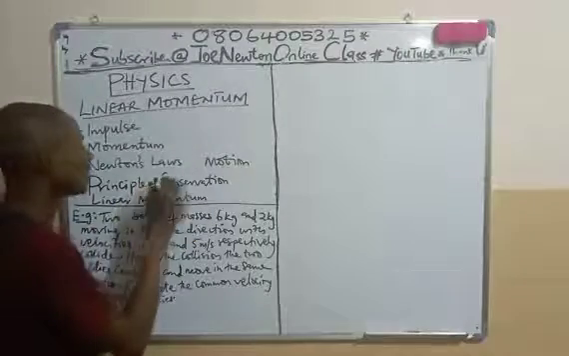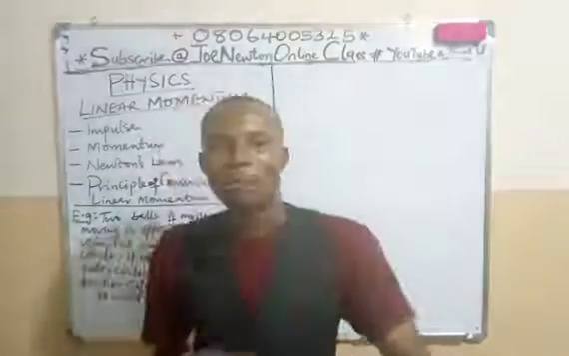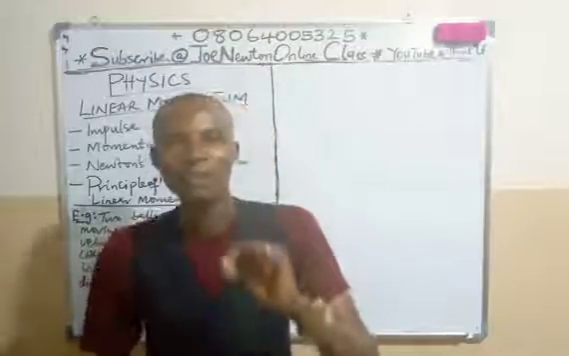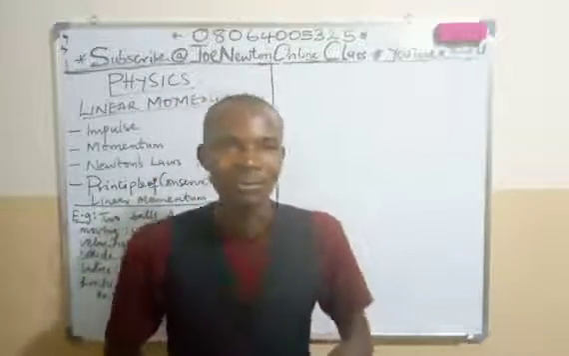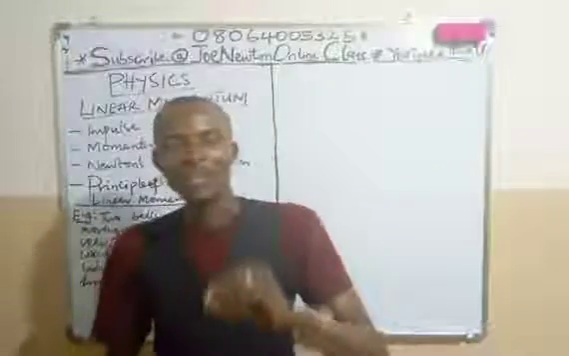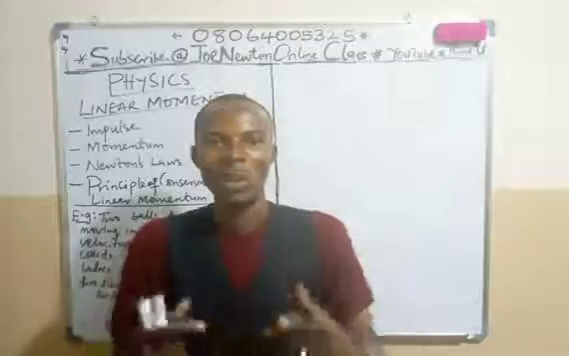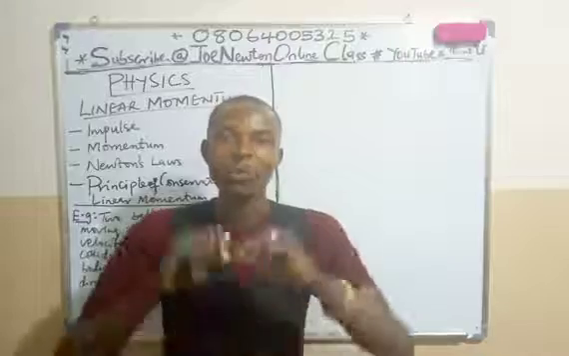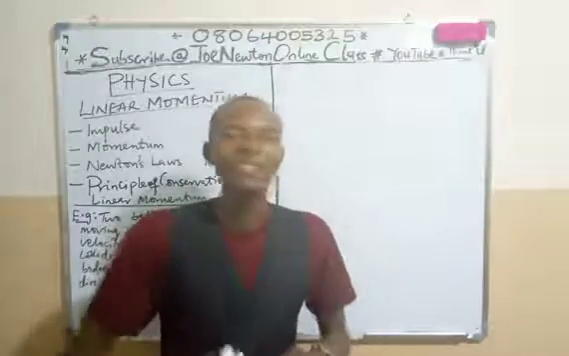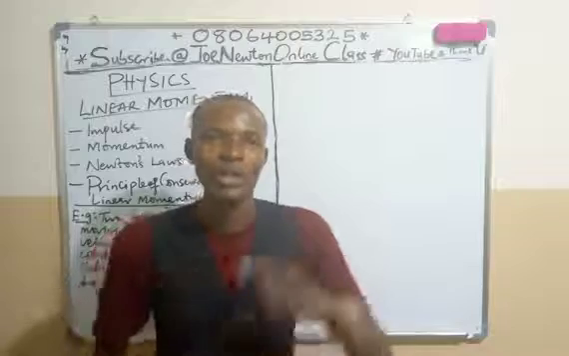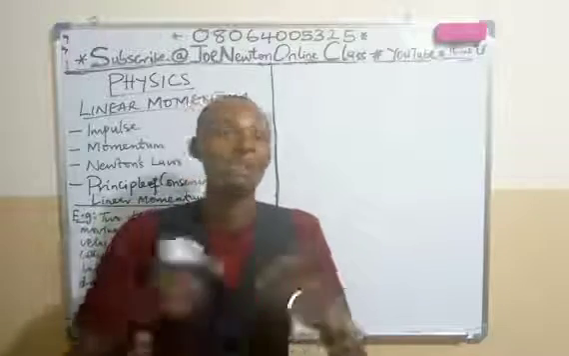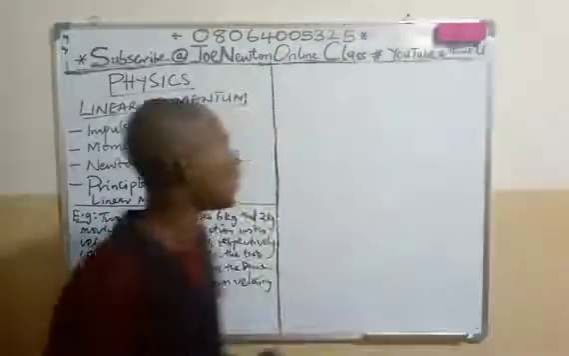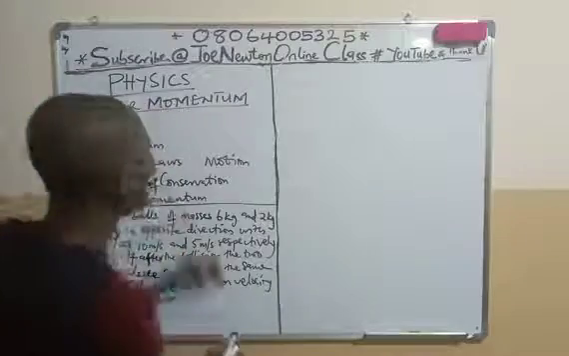Now, without wasting time, what do we mean by linear momentum of a body? The linear momentum of a body is simply defined as the product of its mass and its velocity. Mathematically, we can say that the linear momentum of a body is equal to the mass of the body times its velocity. And of course, the unit will be kilogram meter per second, from the derivative of the quantities involved in the definition.